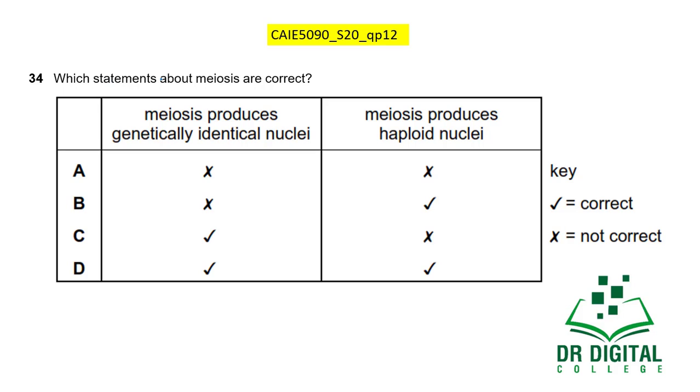In this question, which statement about meiosis is correct? Does meiosis produce genetically identical nuclei? No, they are not producing genetically identical nuclei. So options C and D are wrong because they say meiosis produces genetically identical nuclei. This is not produced by meiosis. Okay, meiosis produces haploid nuclei. Yes, meiosis is producing haploid nuclei, so option A is wrong. The answer for this question is B.